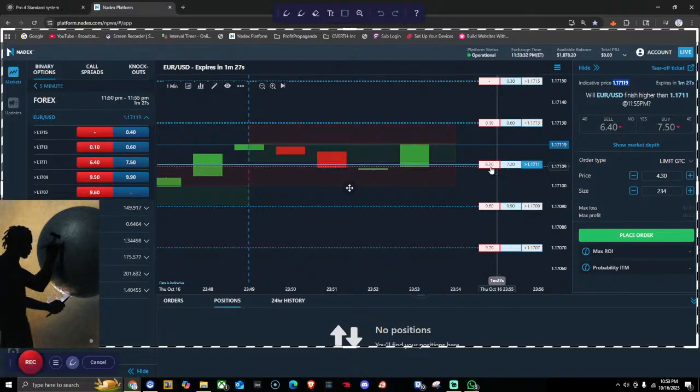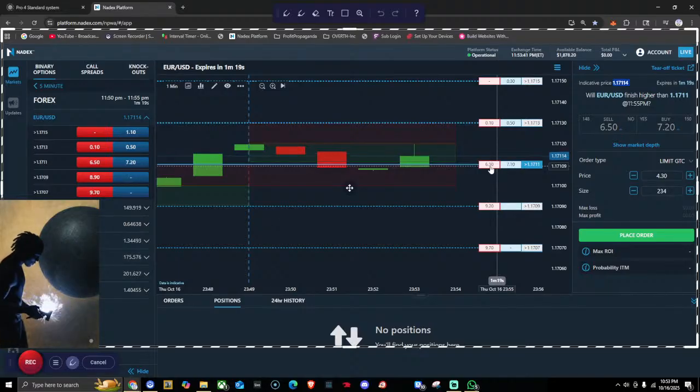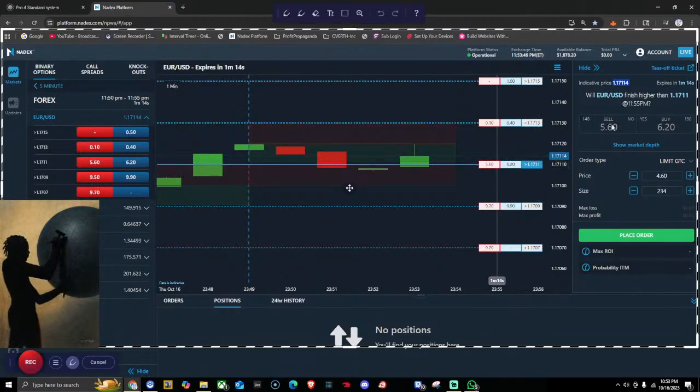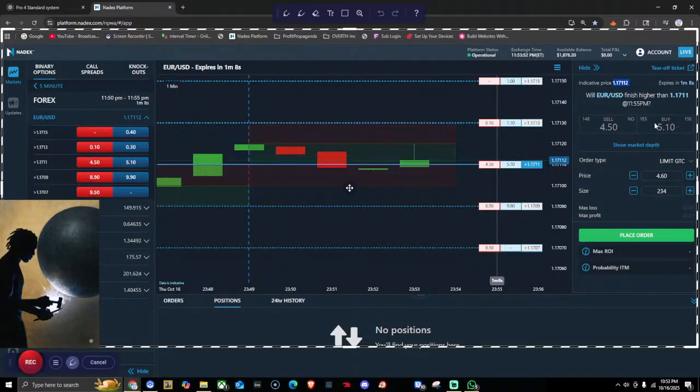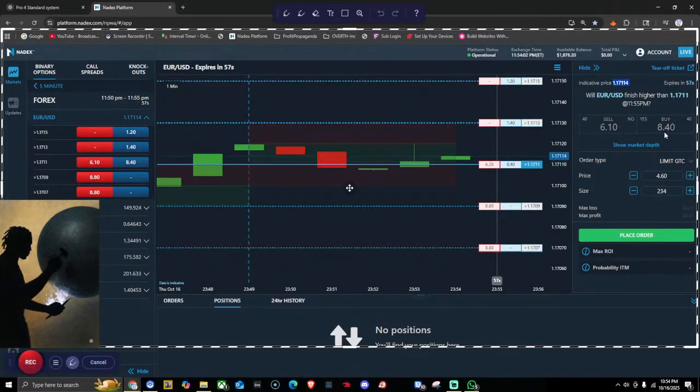It's gapping. Skipping whole digits. So we'll keep an eye on it. Yeah. Look at that. You see this? You see that? This should tell you that the market is actually becoming unstable.